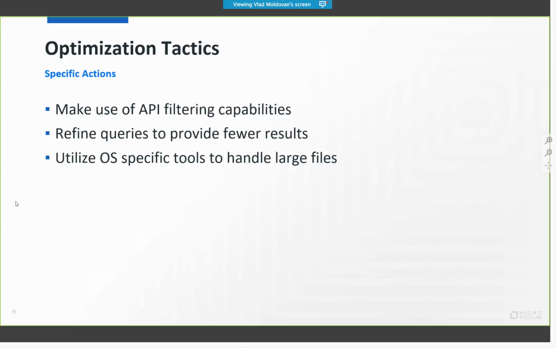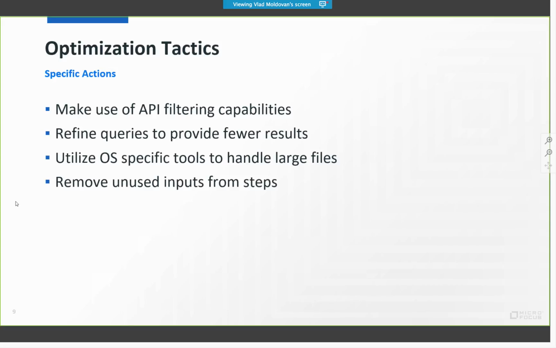Utilize OS-specific tools to handle large files. Basically, operating systems will know, for instance, where files are located or what they contain. So if we need this information, the operating system will be far better equipped to find it for us than OO.